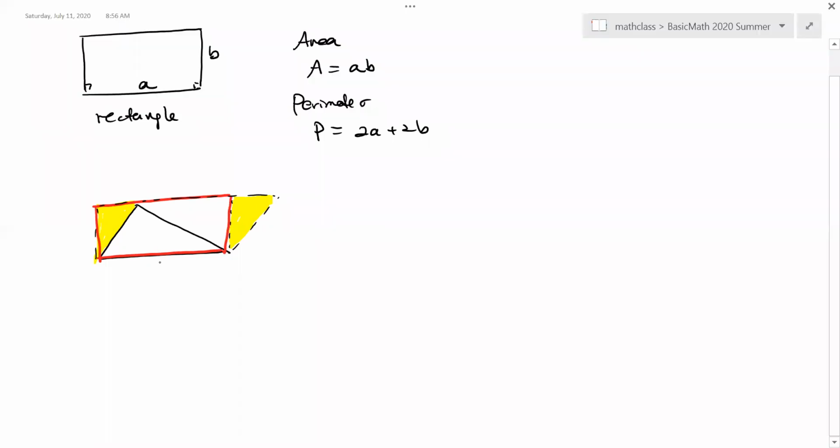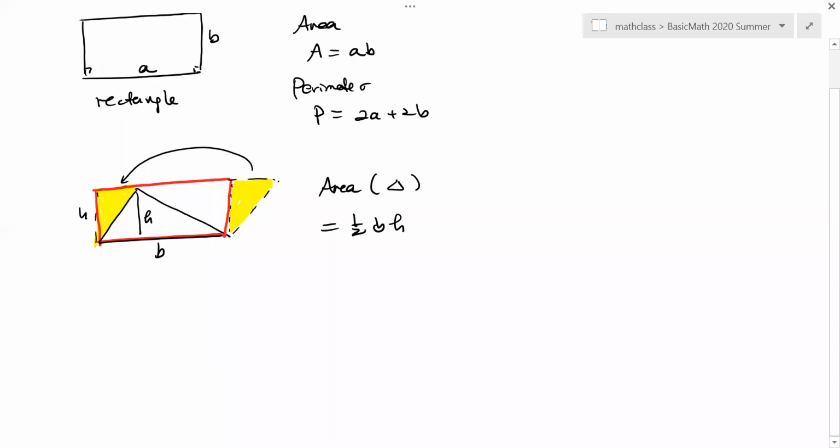If this side is B and this is H, so this side is going to be H, right? So the area of the rectangle is going to be B times H. But since you just moved this triangle to here, that is the area of this parallelogram. And the area of the parallelogram is double the area of the triangle. That is why the area of the triangle is going to be half of B times H.